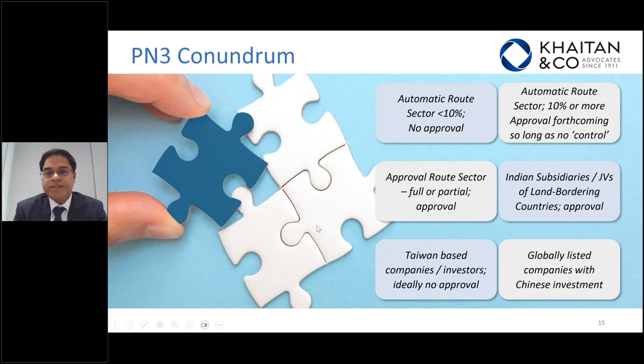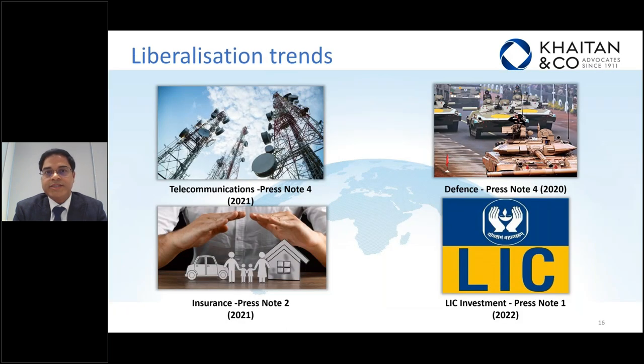Lastly, globally listed companies with Chinese investments. What it means is that if there is a listed company in the US which may have Chinese public shareholders, who may not be exercising control and may even hold in excess of 10%, but have been identified as public shareholders without any control, then in our view, the approval requirement may not get triggered, because public shareholders may not be treated as ultimate beneficial owners for the purpose of PN3. Having said that, again, one should definitely check with the authorized dealer bank if any investment is coming into India. Otherwise, in relation to indirect investment in a global listed company, of course, that view can be adopted.